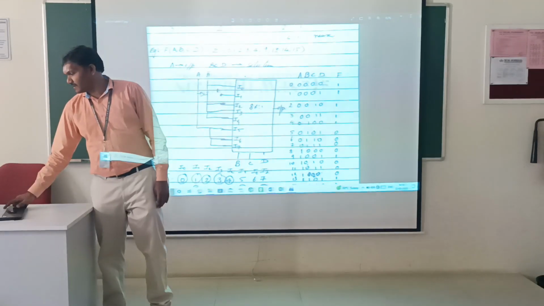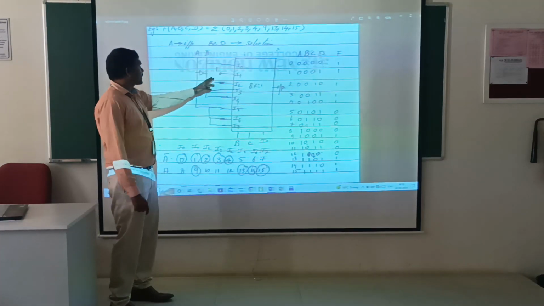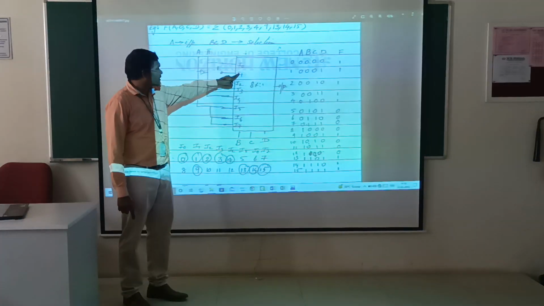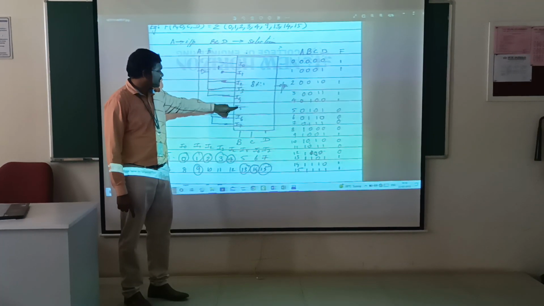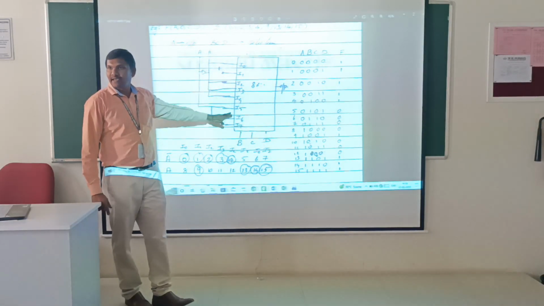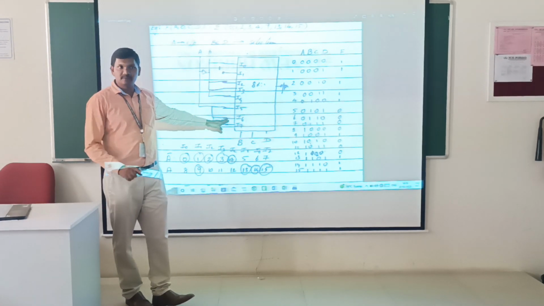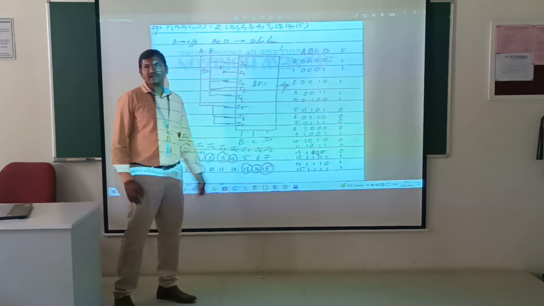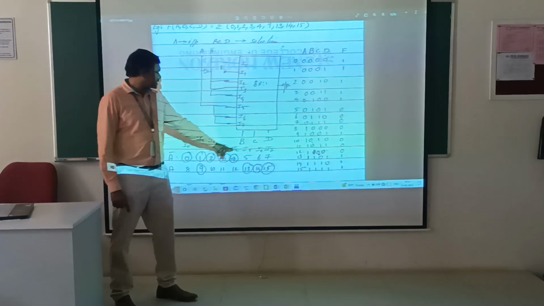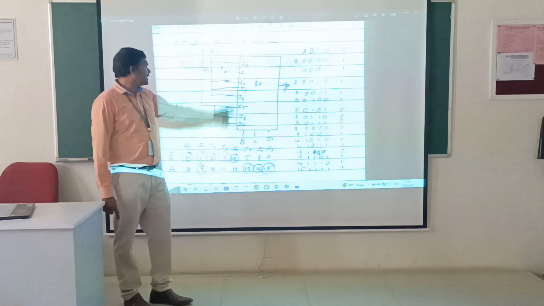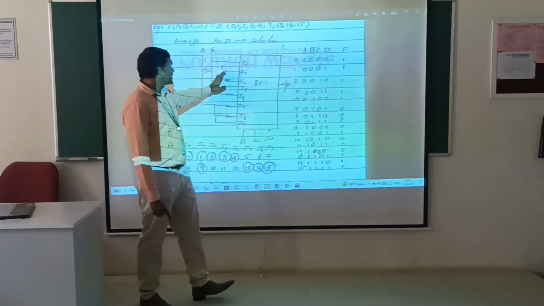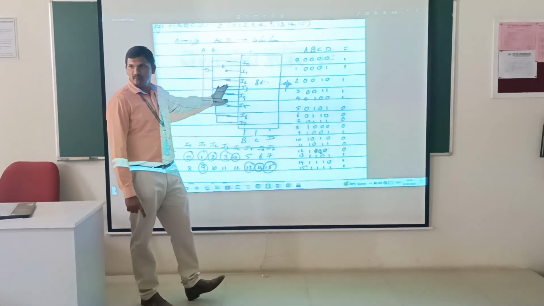As you can see in this particular diagram, how many input lines are there? From I0, I1, I2, I3, I4, I5, I6, I7, we have got 8 input lines. As I said before, how many selection lines are there? B, C and D. We have 3 selection lines. So based upon the values of B, C, D, any one channel will be selected and that will be given as an output. So this is the basic diagram of 8 to 1.